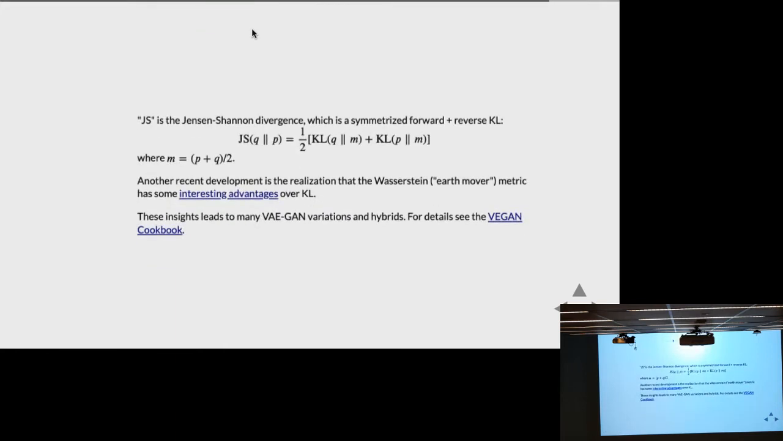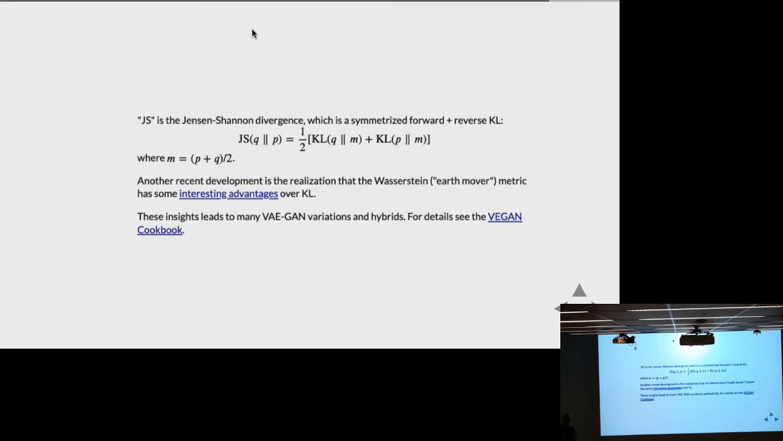So the Jensen-Shannon divergence is a particular way of symmetrizing the KL divergence. In variational inference, we like that the KL divergence is asymmetric because it lets us replace all those integrals with Monte Carlo estimates just using samples from Q, which we pick to be something we can easily sample from.